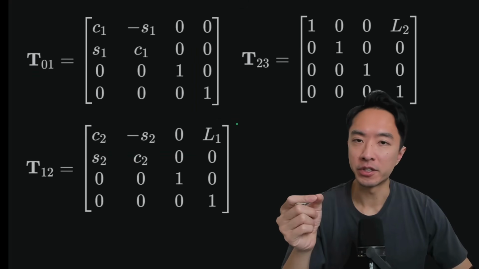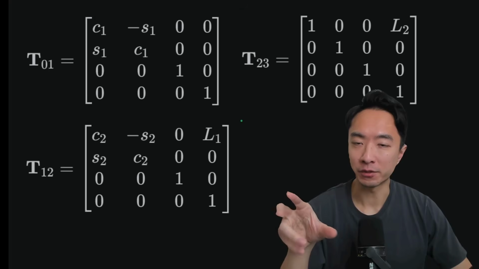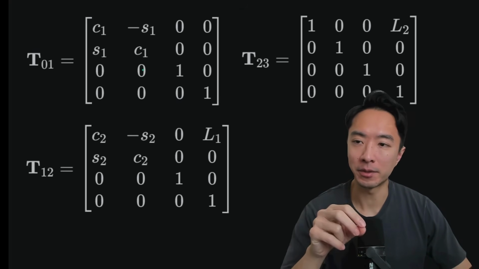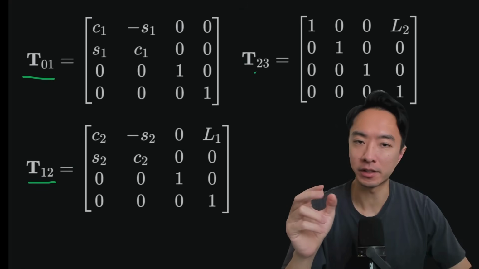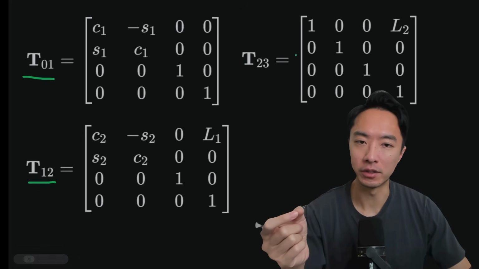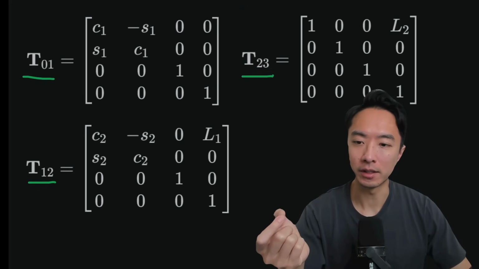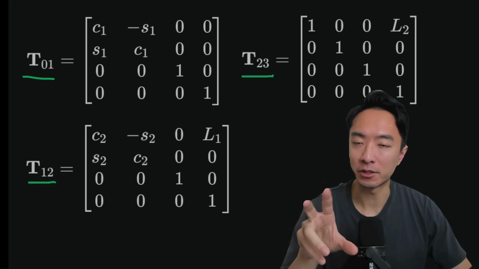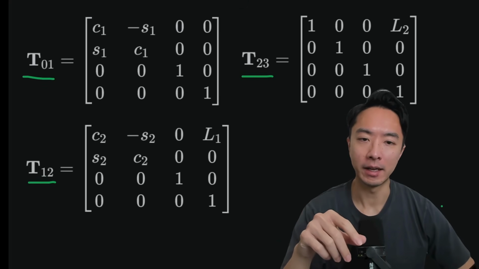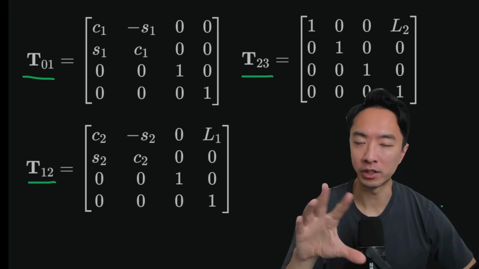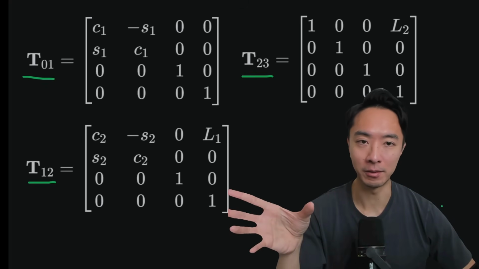Now, if we take our equation for the transformation matrix from previously and plug in all the parameters, we will get our three transformation matrices, T01, T12, and T23. All of these transformation matrices describe the transformation between the different frames. And the most important part is we can use this result to do some forward kinematics later on.